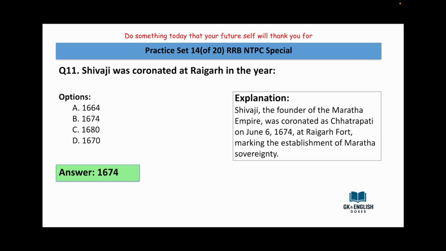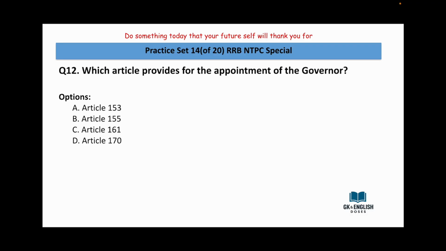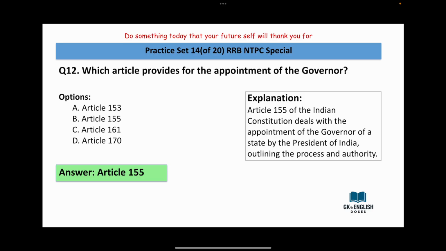Shivaji, the founder of the Maratha Empire, was coronated as Chhatrapati on June 6, 1674 at Raigad Fort, marking the establishment of Maratha sovereignty. Which article provides for the appointment of the governor? Article 153, Article 155, Article 161, Article 170. And the answer is Article 155. Article 155 of the Indian Constitution deals with the appointment of the governor of a state by the President of India, outlining the process and authority.